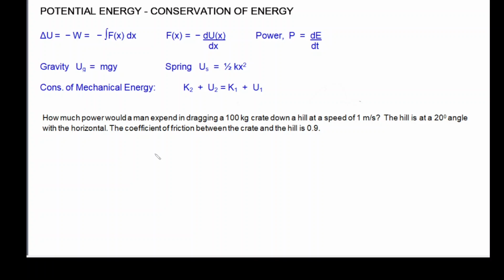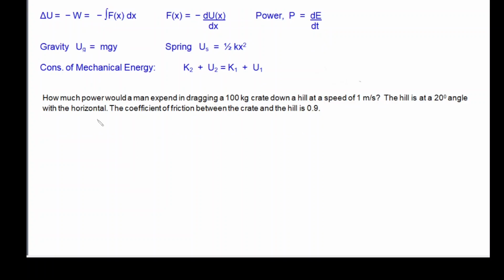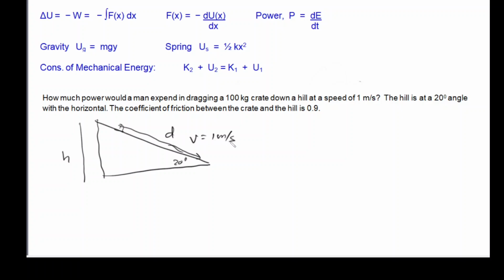How much power would a man expend in dragging a 100 kilogram crate down a hill at a speed of 1 meter per second? The hill is at a 20-degree angle with the horizontal. The coefficient of friction between the crate and the hill is 0.9. So if we diagram this, we have a hill, 20-degree angle. We'll call this height h. We have the crate going downhill, and we'll call that a distance d, and it's going at a velocity of 1 meter per second.